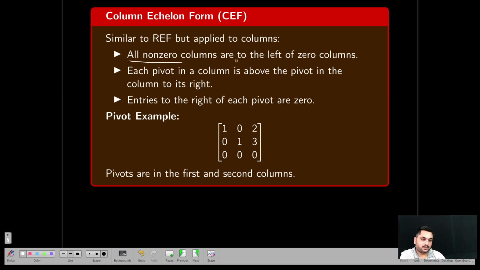All non-zero columns are to the left of 0 columns, and each pivot in a column is above the pivot in the column to its right. So this is a pivot element, and entries to the right of each pivot are 0. So this is 0 here. Then this is the next pivot element in the column. This is the same as row echelon form. Only thing is you are considering the column. So when you solve it, instead of rows, you will subtract the columns.